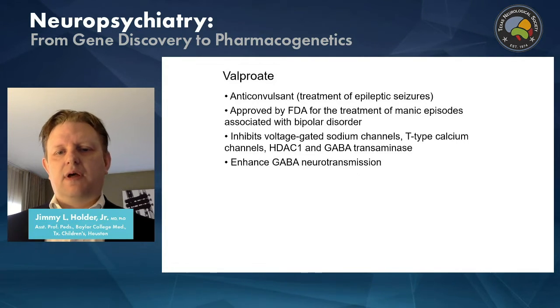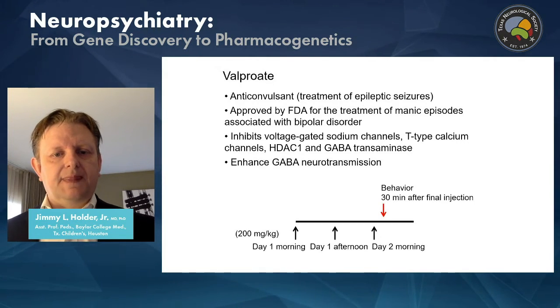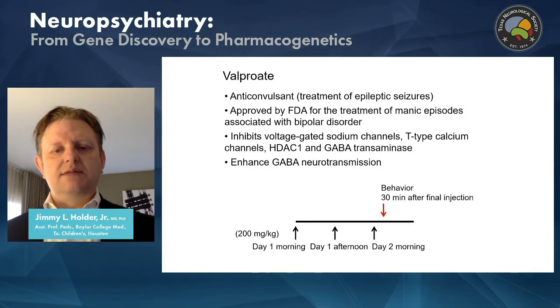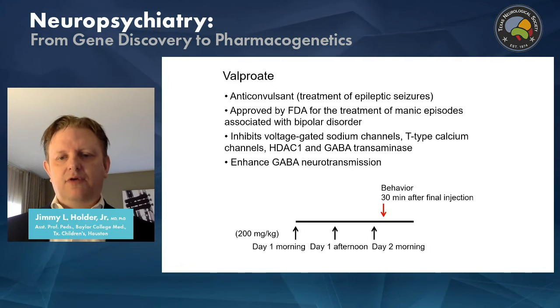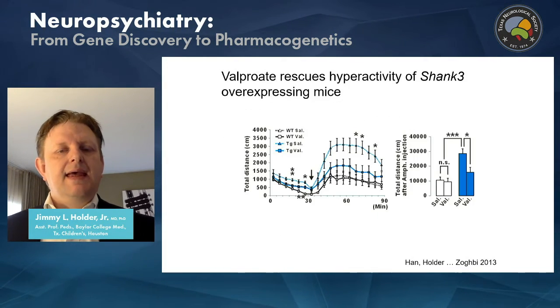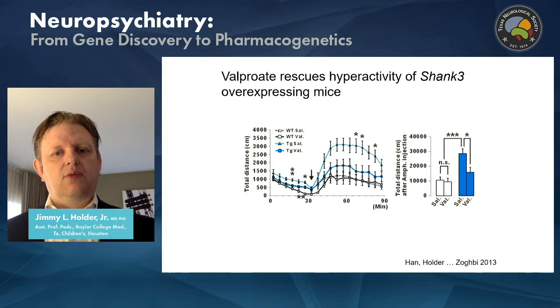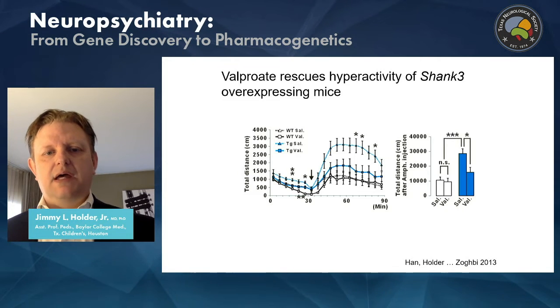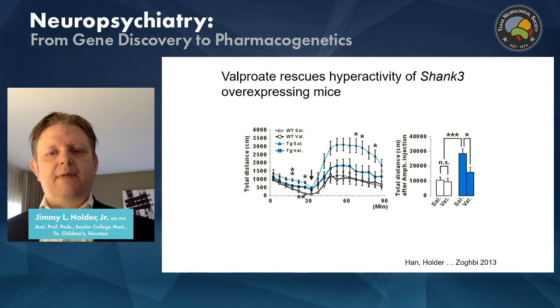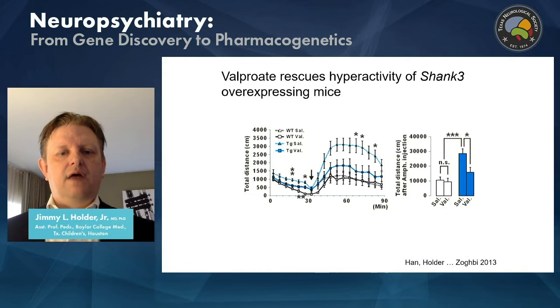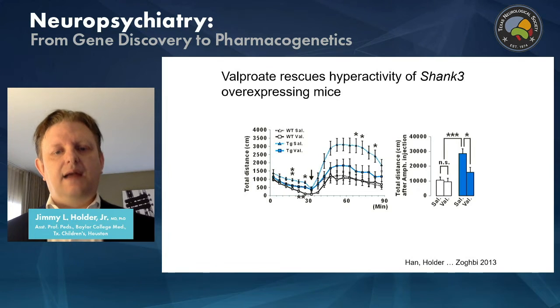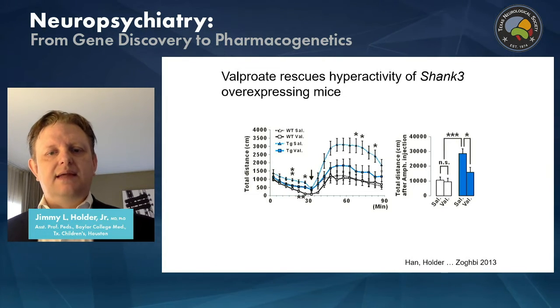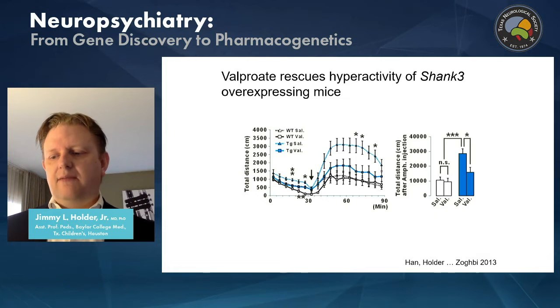It has a variety of molecular mechanisms. We used a subacute paradigm where we treated mice 3 times over 2 days with valproate and then looked at multiple behaviors following treatment. And basically what we found is that valproate could really rescue most or nearly all of the behavioral abnormalities that we had found in these mice. And again, I'm just showing the activity data here, where we found that treating SHANK3 overexpressing mice with valproate could rescue the baseline hyperactivity of these mice, as well as the accentuated hyperactivity induced by amphetamine.